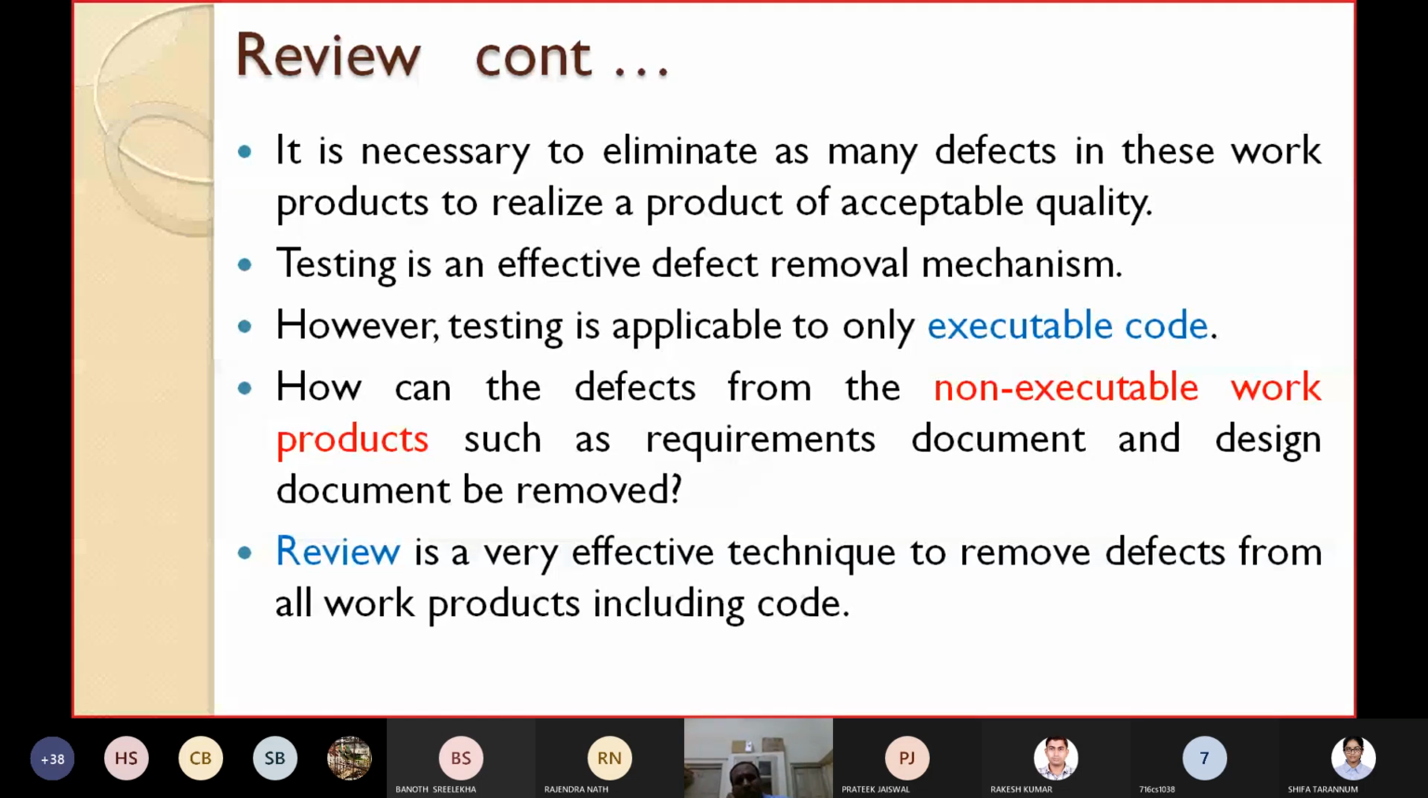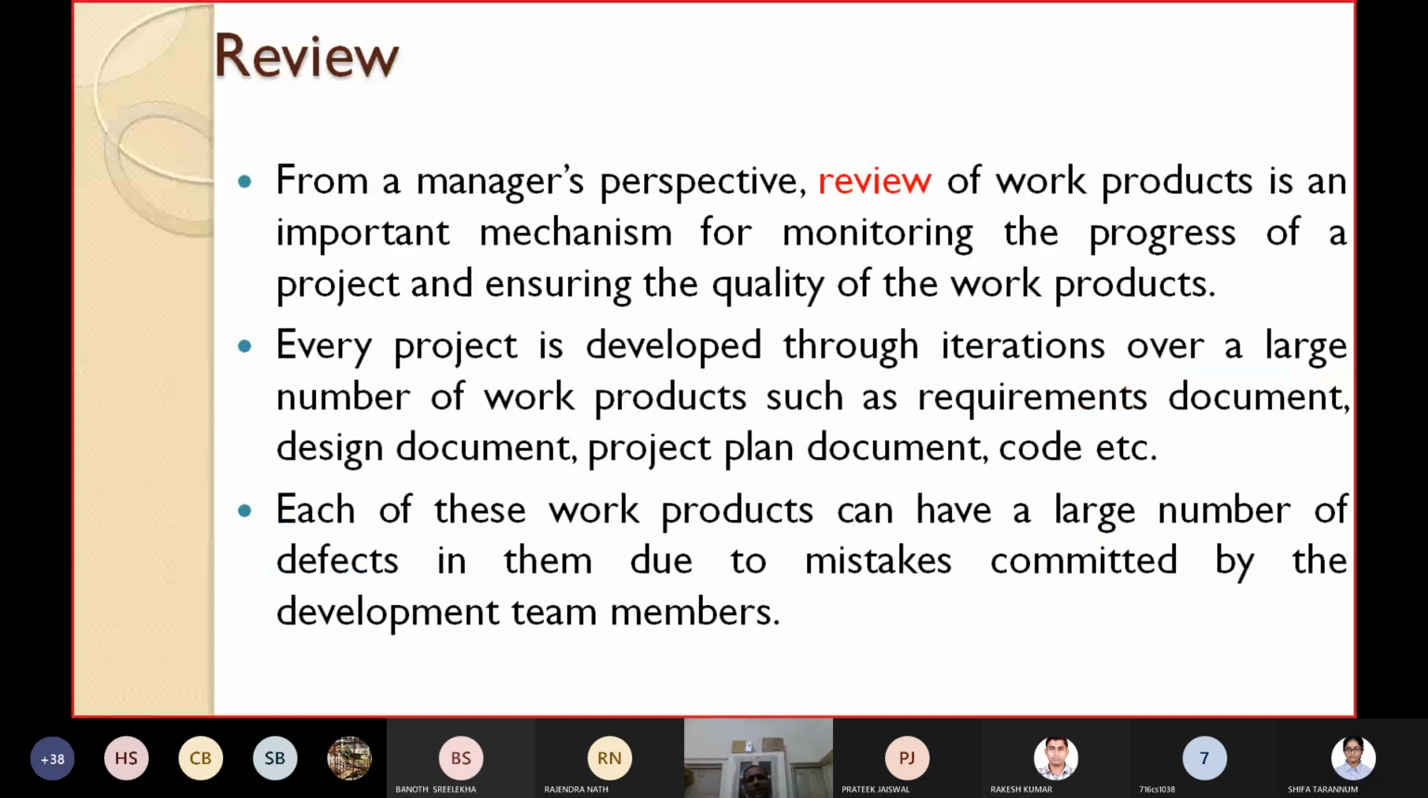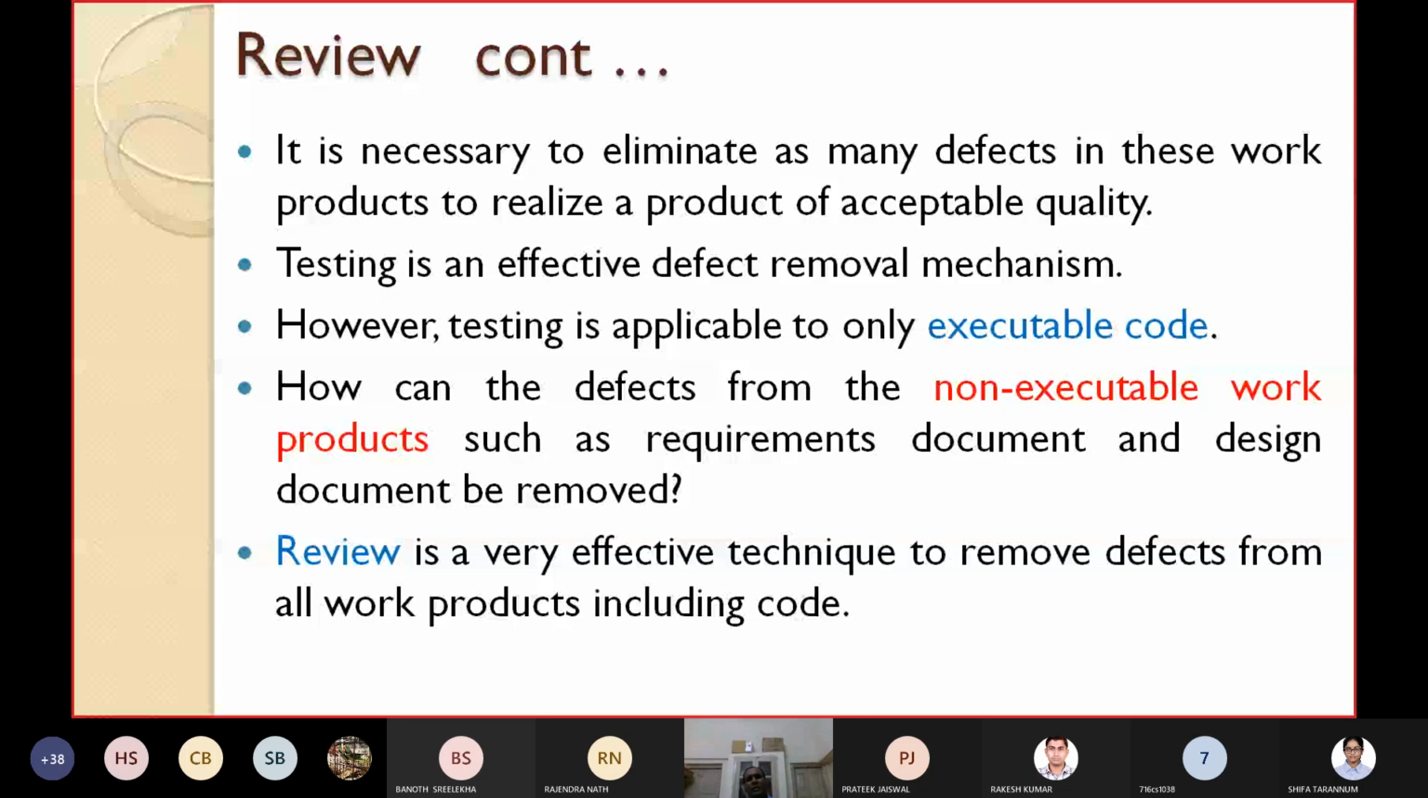So how can you eliminate the defects? One mechanism is testing. Testing is an effective defect removal mechanism, but the problem is that testing can be applicable only to executable code. But we have several other products like the SRS document, design documents, project plan document, user manual, etc. For them, you cannot apply testing. Then how can the defects be removed from them?